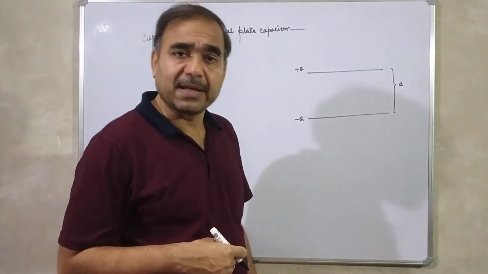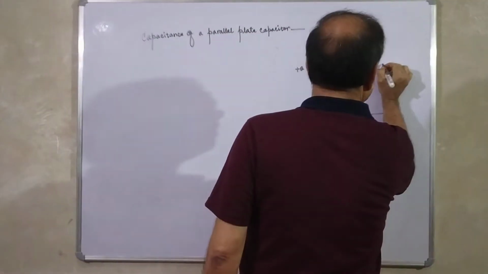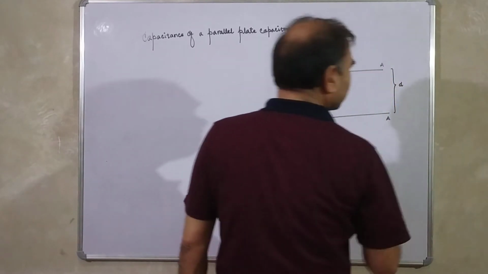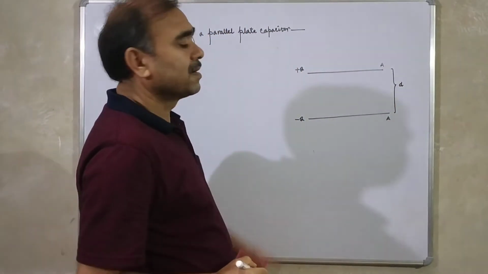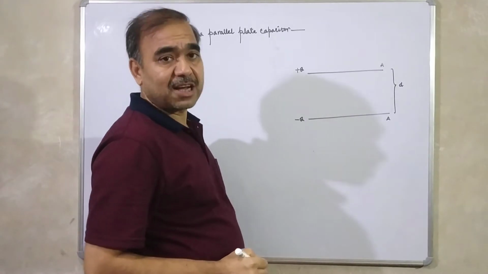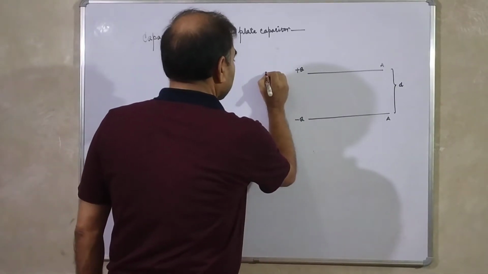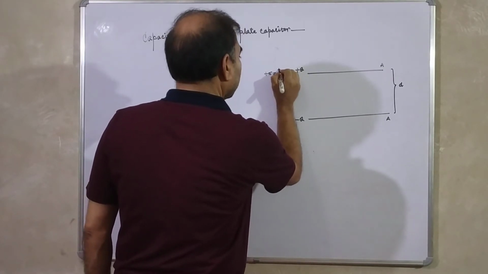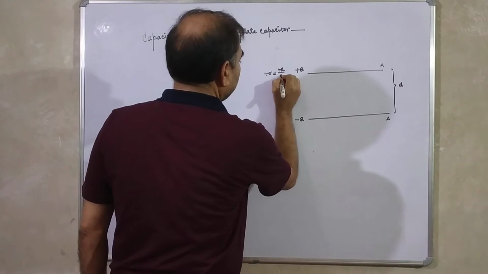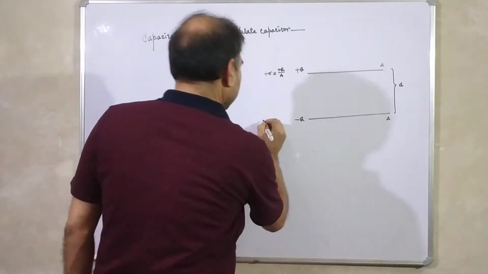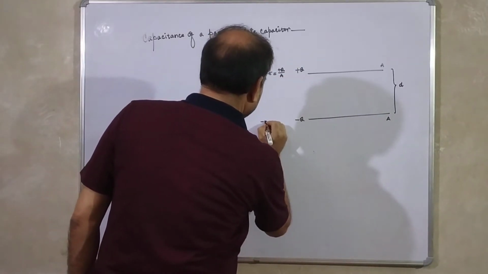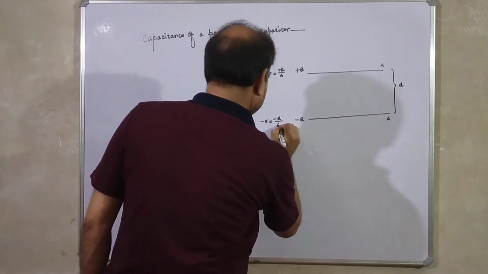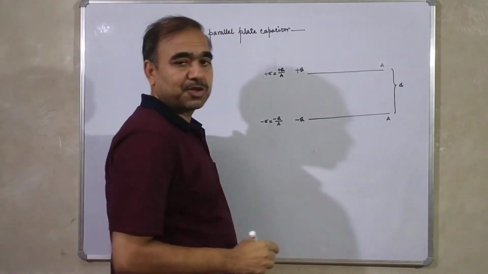Suppose the area of each plate is A, capital A. Then the surface density of charge, meaning charge per unit area, will be plus sigma, and this is equal to plus Q upon A. And on this plate, the surface density of charge will be negative, minus sigma, equal to minus Q upon A. Surface density of charge.